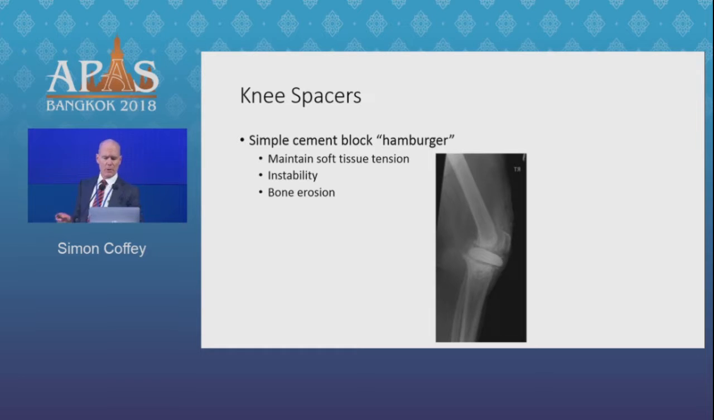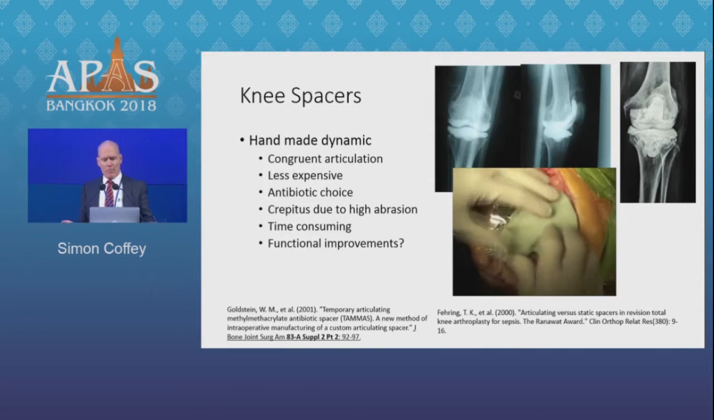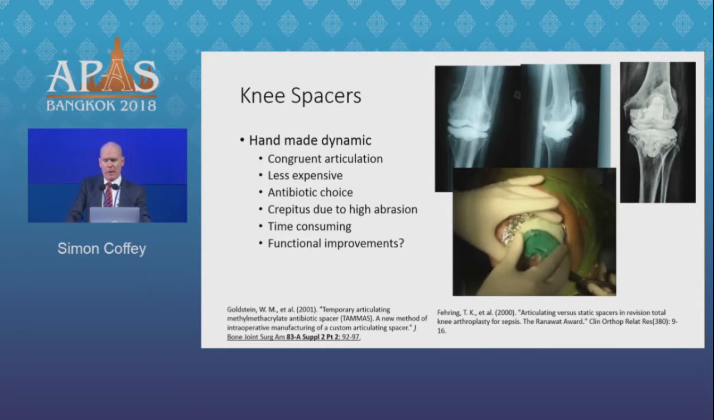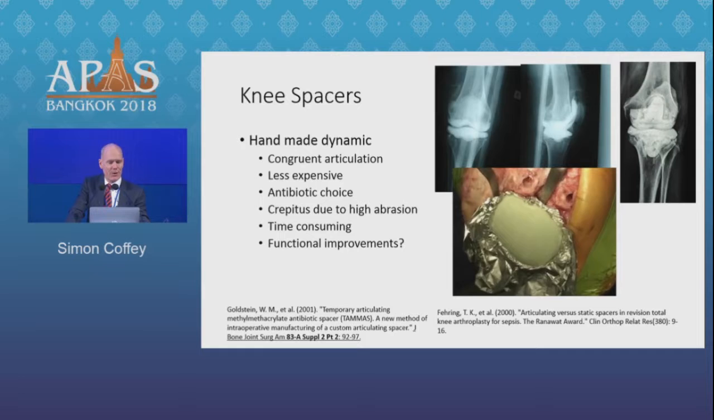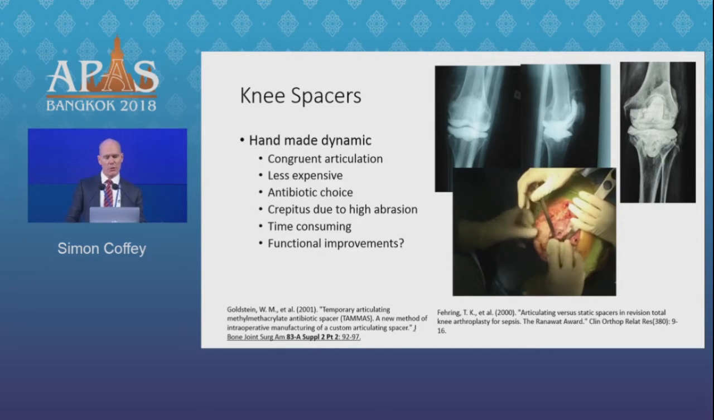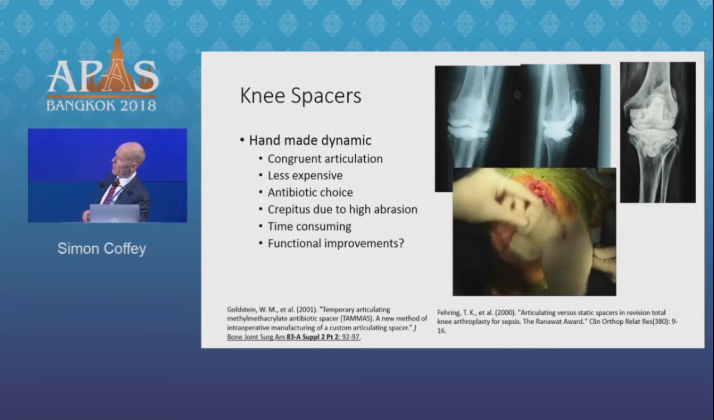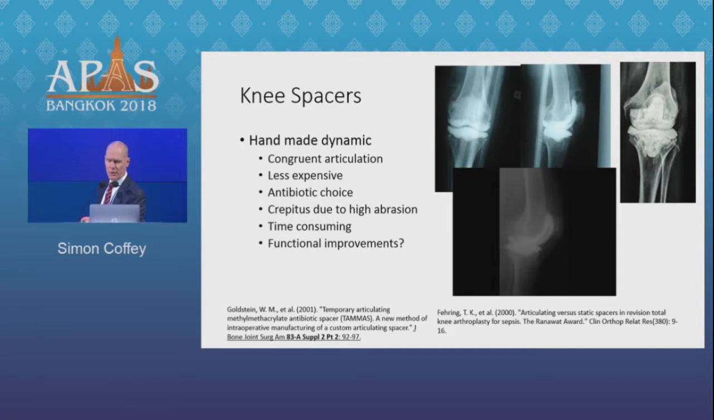Similarly, knee spacers have gone through a similar process, starting with a static hamburger style. Problem with this is really the instability and bone erosion that arises. The benefits, therefore, of using an endoskeleton are evident. Handmade dynamic spacers became fashionable a few years ago. They supposedly give a congruent articulation. They're less expensive than the manufactured variety. You get to, again, prescribe your dosage of antibiotic. The problem is crepitus due to abrasion. It's quite time-consuming, and there's a serious question mark over the interim function in any case.